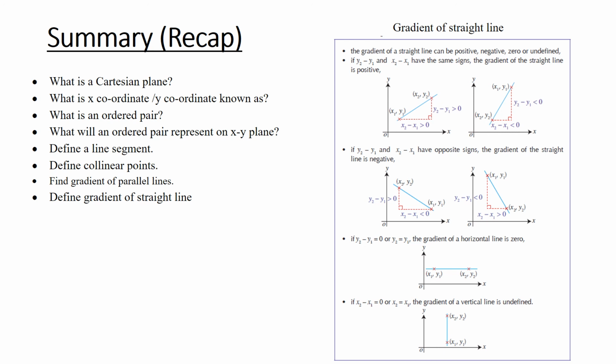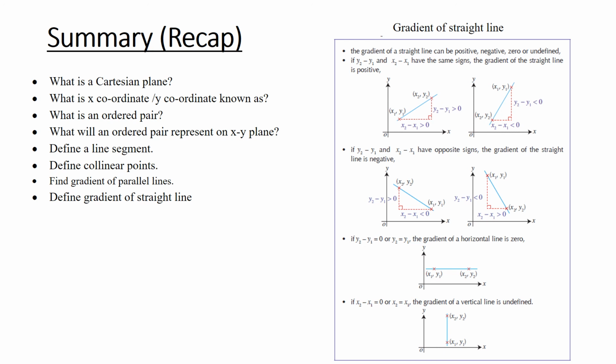Dear students, in this lesson we have learnt that the gradient of a straight line can be positive, negative, zero or undefined. In the first case, if change in y and change in x, that is y2 minus y1 and x2 minus x1, have the same signs, the gradient of the straight line is positive as shown in the figure. In the second case, if change in y and change in x have opposite signs, the gradient of the straight line is negative as shown in the diagram 2.